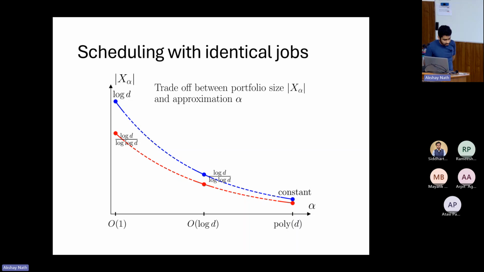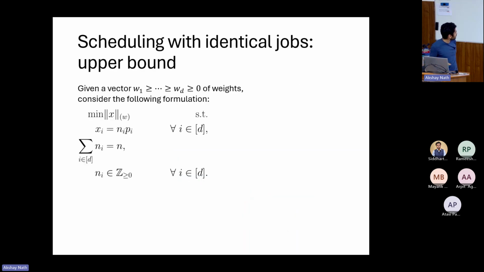And let me try to present an argument for this, right? So remember, we are doing ordered norms. So you are given a bunch of weights, W1 through Wd, and you're looking at minimizing the ordered norm of a vector x. So I'll just write an integer formulation. The load on machine i, xi, is the number of jobs assigned to i, that's ni, times the processing time pi. The total number of jobs you need to assign is n, and each of these must be an integer, right? So we'll do the standard thing.